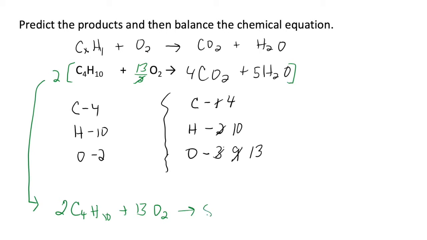This will give us now 8 carbon dioxides plus 10 waters. If you were to go through and add all of these up on both sides, you will see that this equation is now balanced.